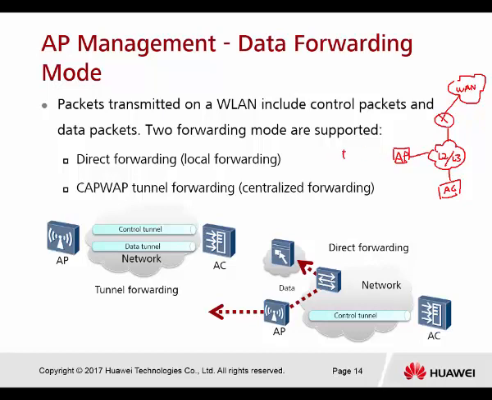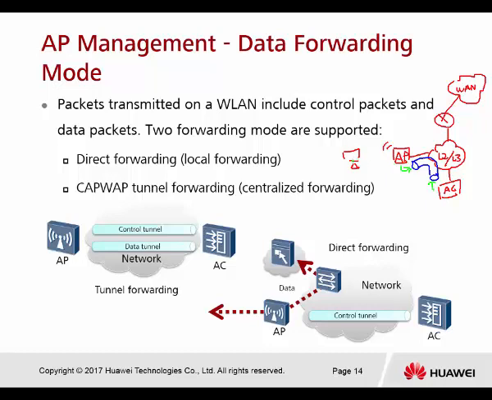So right here, I have one user who wants to go online using the wireless. If I use direct forwarding, let me draw the tunnel first. After the AP associates with the controller, they form the CAPWAP tunnel. So this is a CAPWAP tunnel. AP and controller must always use the CAPWAP tunnel to exchange the information. This is happening in between the AC and the AP. They have no other option.